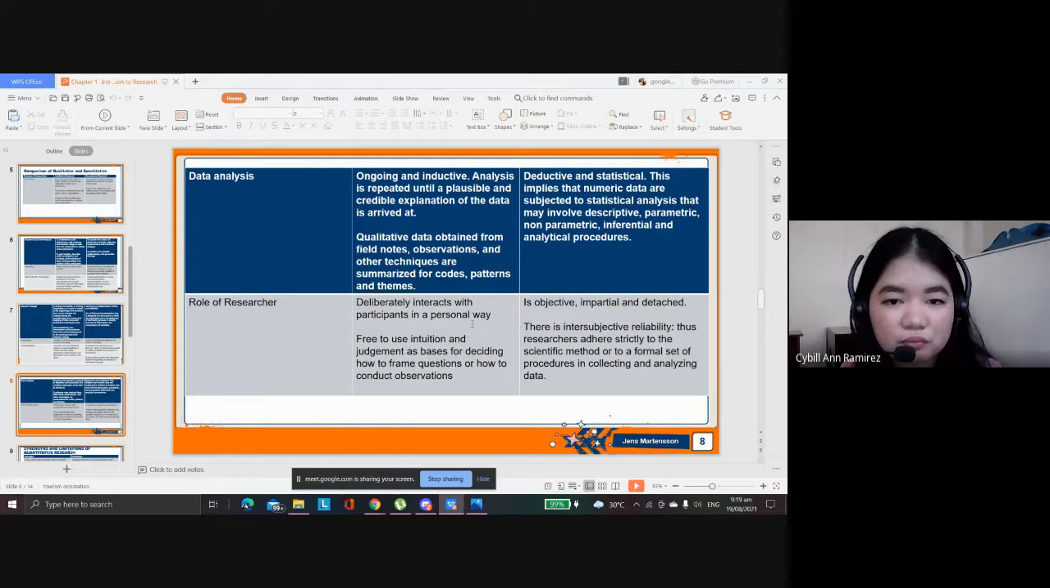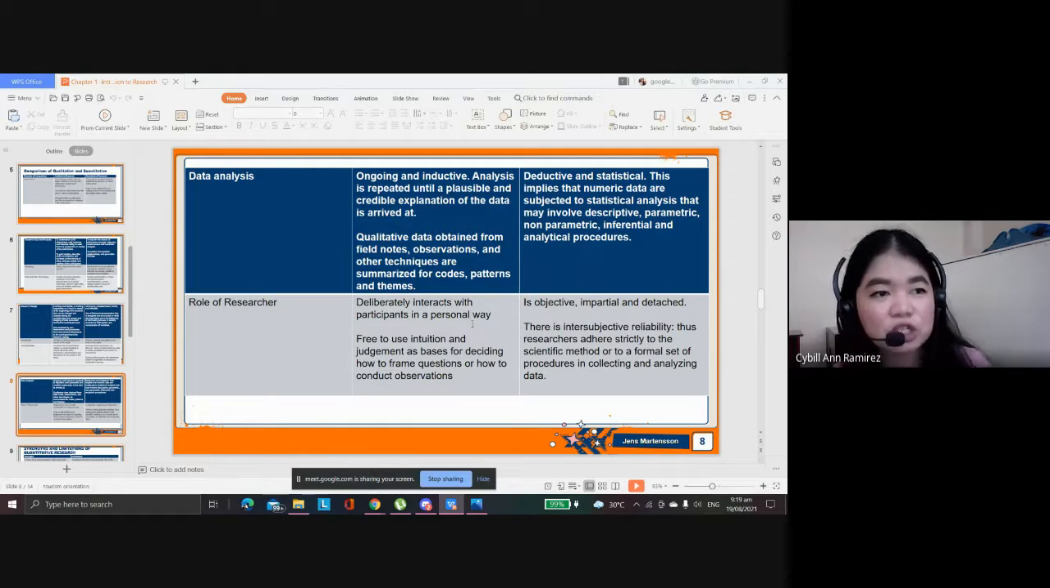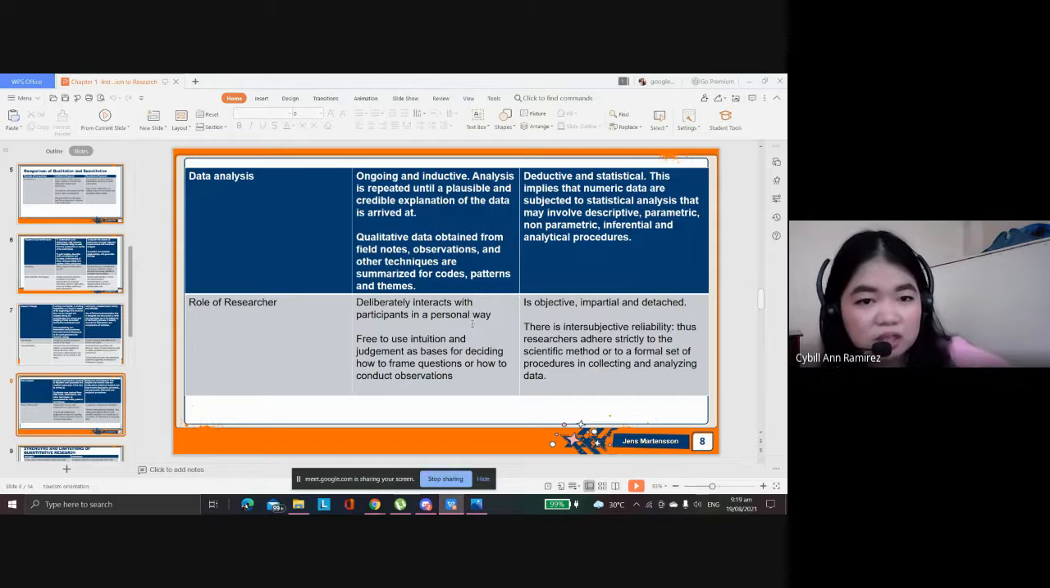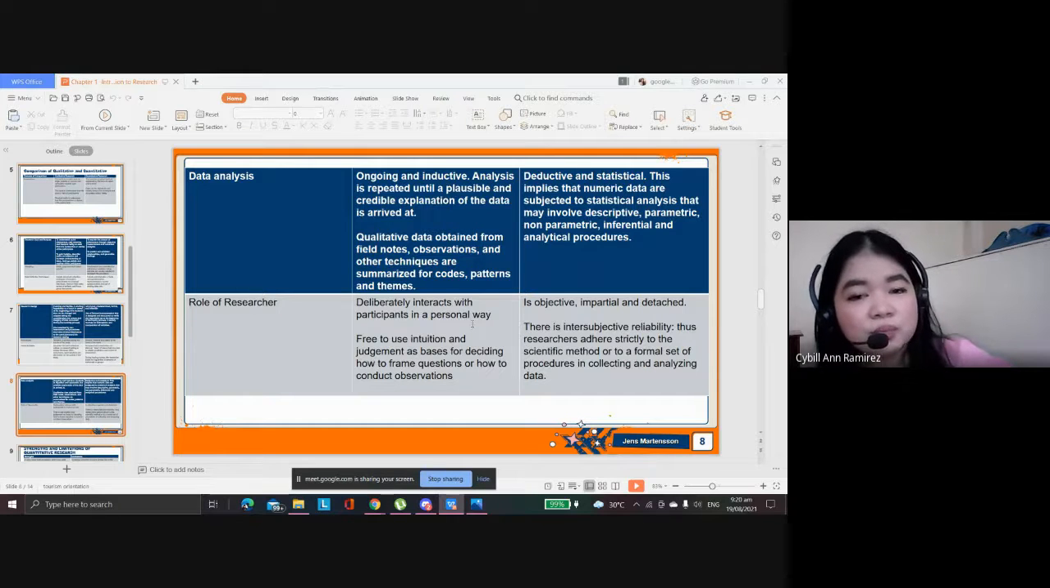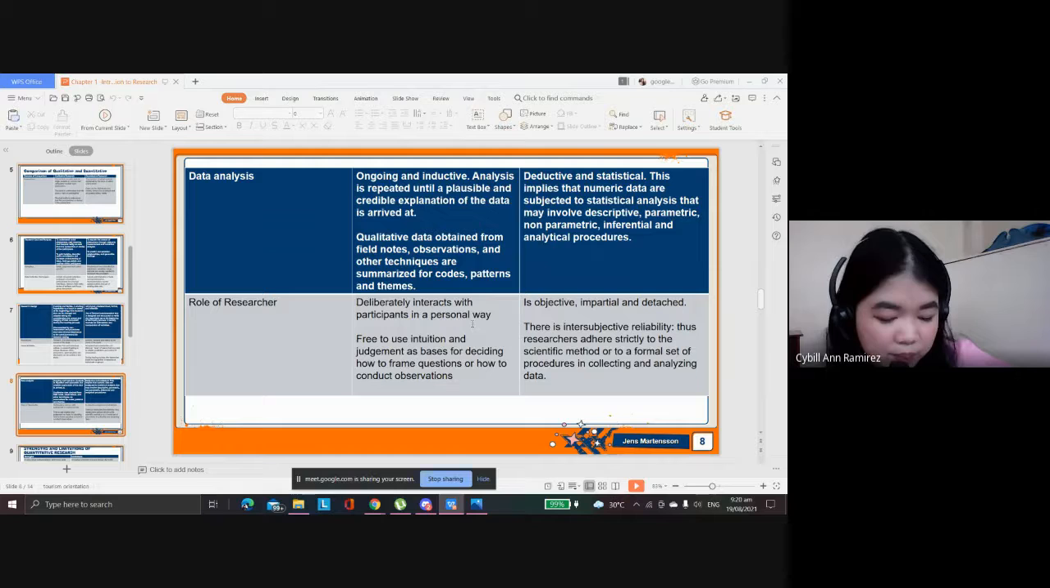So you have a personal interaction with the respondent. And then you're free to use your intuition and judgment as the basis for deciding how to frame questions or how to conduct observations. When you make questionnaires or questions in a qualitative study, you make use of your intuition and judgment of the situation. So it's very subjective.